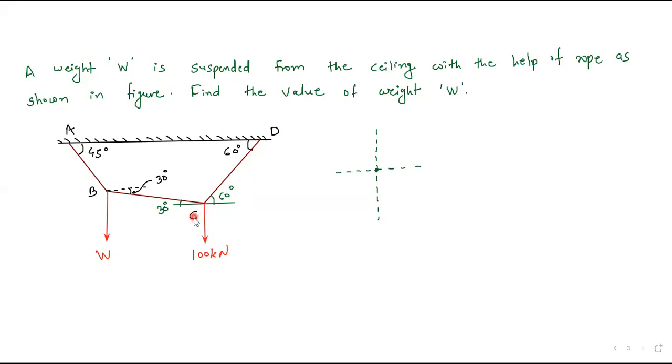Now I am talking about this joint C. To show the tension in the string, we always show the arrow away from the joint, outward. So if I draw it, in this way, this is my TCD, tension in the string CD, and the angle of this is 60 degree. Then a weight acts vertically downward, which is 100 kilonewton.